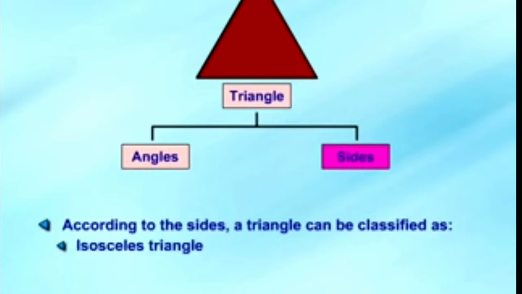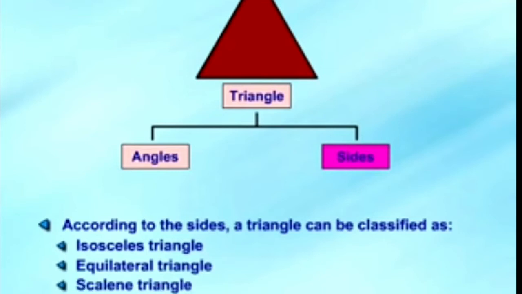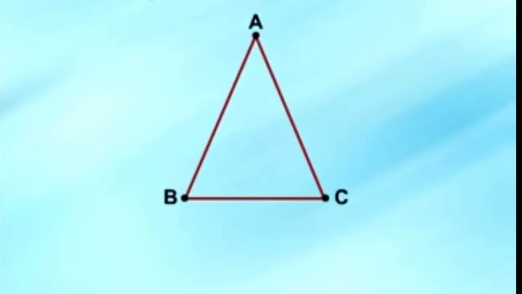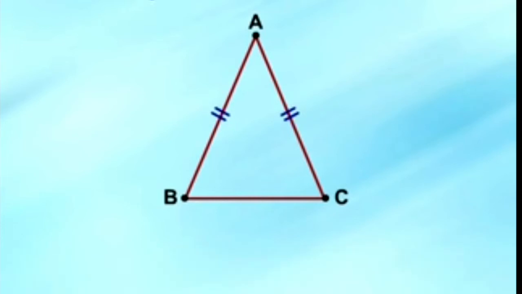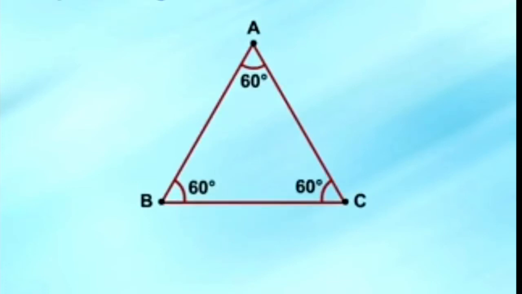Now classification according to sides. First is isosceles triangle, second is equilateral triangle, and third one is the scalene triangle. An isosceles triangle is one in which at least two sides are equal. Here we can see in triangle ABC, side AB and side AC are equal. So it is an isosceles triangle.